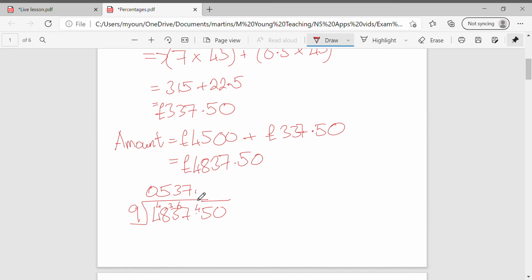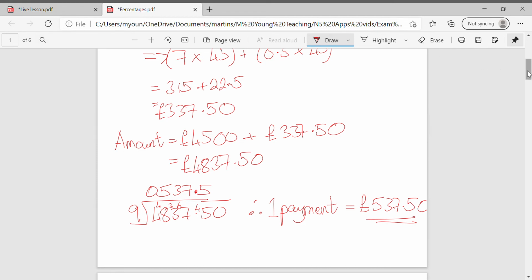Make sure you keep the decimal point in. How many 9s fit into 45? It's 5. Okay, so one payment, and I could just put a wee therefore. One payment, or each payment, is just going to be equal to £537.50. Make sure you put in that 0 at the end, alright? 2 decimal places for any money.